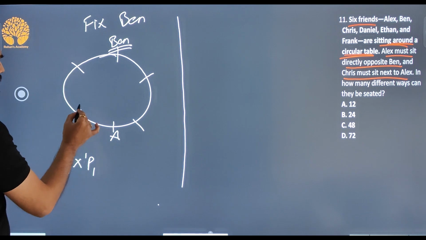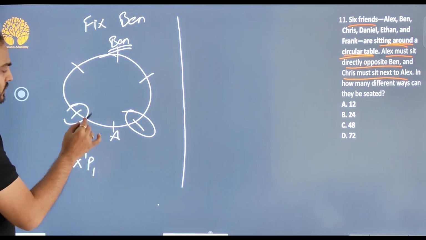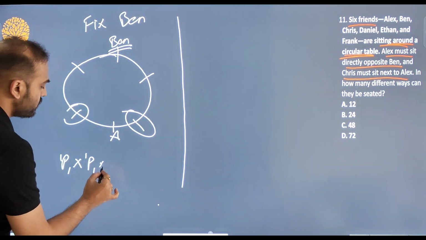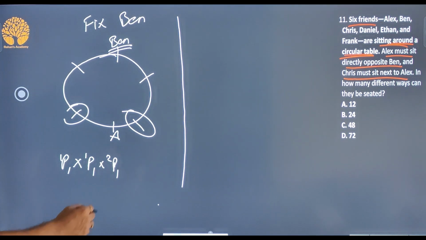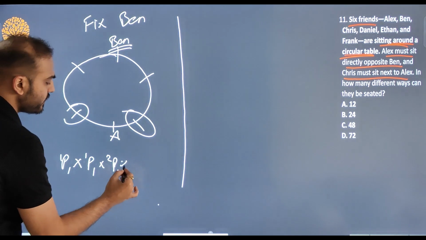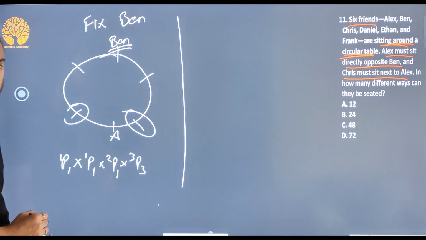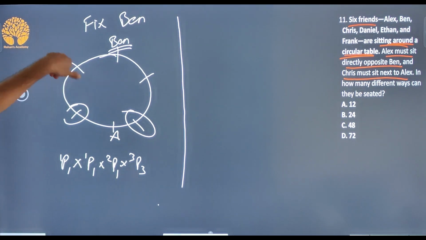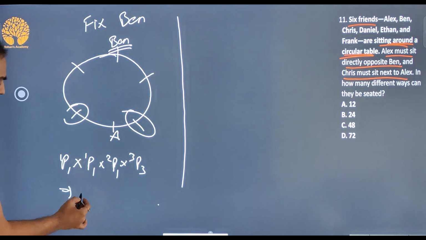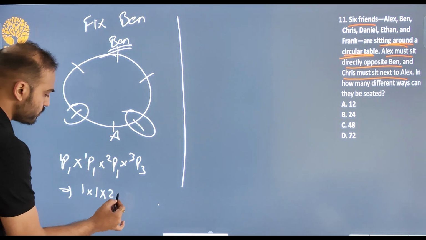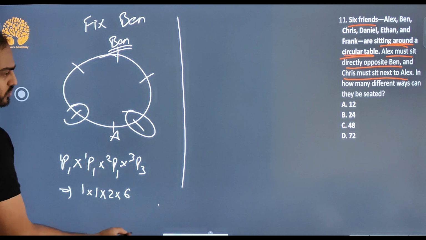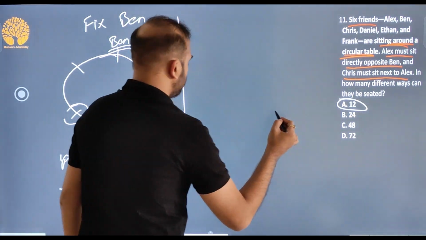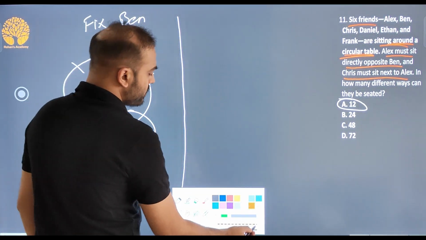Now for Chris, I have two positions. Chris will sit next to Alex. So I have two positions and one Chris. So that is 2P1. The remaining three friends can sit in any of the remaining three places, right? So if you solve that, that is 1 into 1 into 2 into 6. 3P3, remember, is 3 factorial. So that's 12 cases.